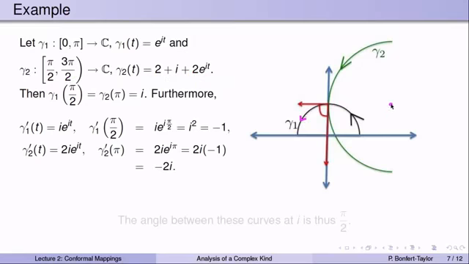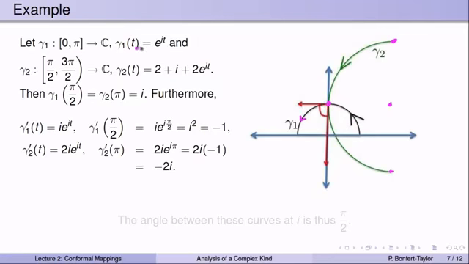This circle is centered at 2 plus i, however, and its radius is 2. And we're starting at pi over 2, so we're starting at this point up here, and it runs through t equals 3 pi over 2, so all the way down here. So gamma 2 is this green curve over here. These two curves intersect at i. In fact, gamma 1 of pi over 2 is the same as gamma 2 of pi. That's where they intersect at i. Let's find the tangent vectors for these two curves.